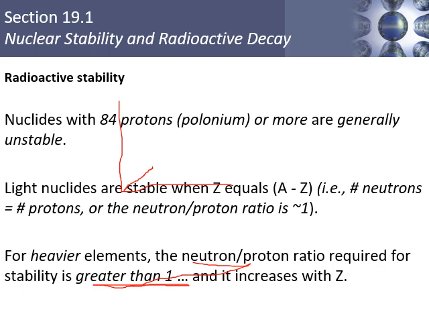So if you think about it for a minute, if you think about an element that, let's say, has 84 protons, like they mention here, that's 84 positive charges. What's keeping those things from blowing up? Because they're all repelling each other. Well, the answer is the neutrons.